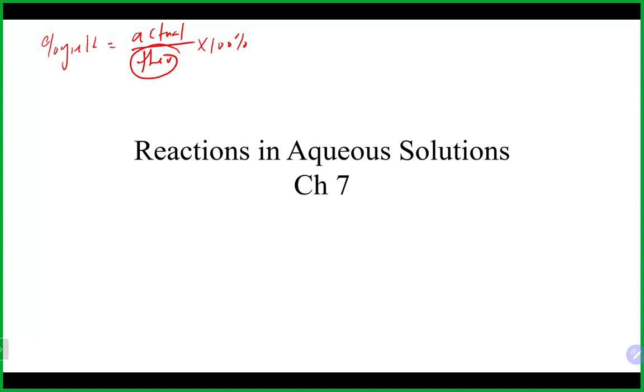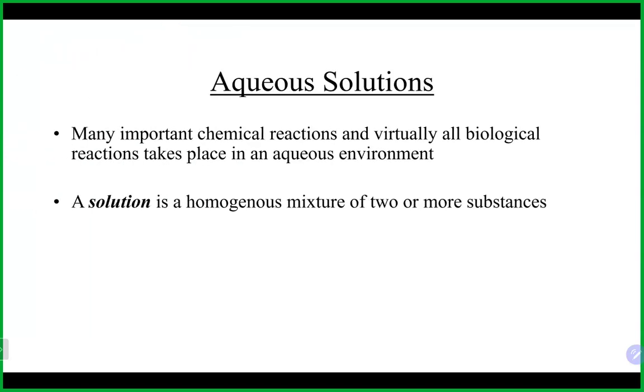So we're going to go backwards again, to chapter 7, as we bounce around. In chapter 7, we're really going to talk about ways to classify reactions. We talked about balancing equations and chemical reactions. In this chapter, we're going to talk about two main categories of reactions and different ways you could classify a reaction. So let's talk about aqueous solutions.